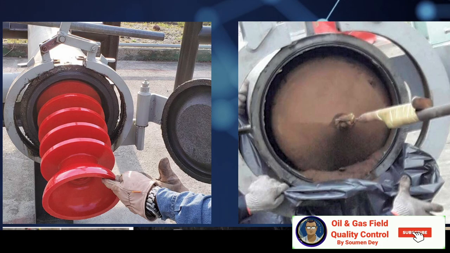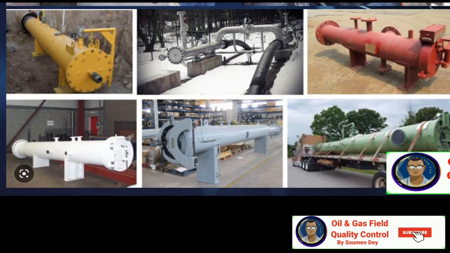Here you can see the pig in operation. The new pigs are being entered in the scraper trap. You can see when the pig is being received on the receiver end, with a lot of iron, dust and mill scale collected. There are different types of permanent scraper traps installed in the pipeline. Also, you can see in some of the photos, the scraper trap being transported.